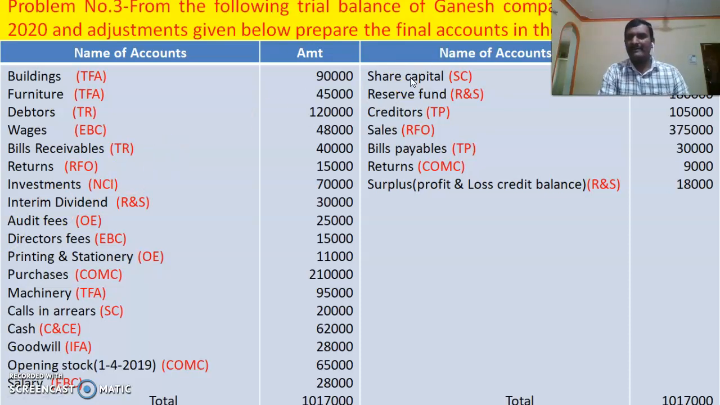I now come to the credit balances. Here the share capital is given. It's clearly a share capital item. Then reserve fund is to be taken under the note reserves and surplus. Creditor is to be taken under trade payables. Sales is clearly revenue from operations. Bills payable is to be taken under the note trade payables. Then returns: here the credit balance of returns is there. It is to be taken under purchases, that is under the cost of materials consumed note. Then the important item, surplus, that is the profit and loss credit balance, is adjusted under the note reserves and surplus. Right. So based on these segregations, we have to prepare the notes.